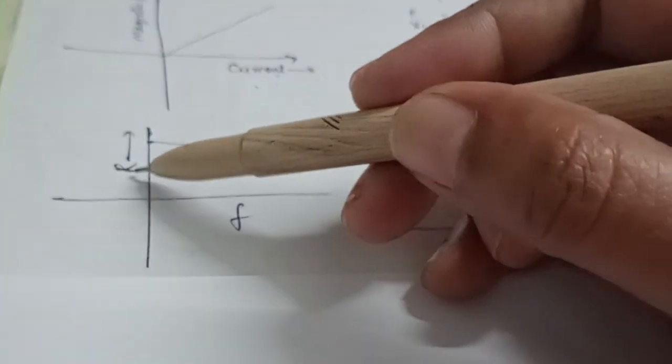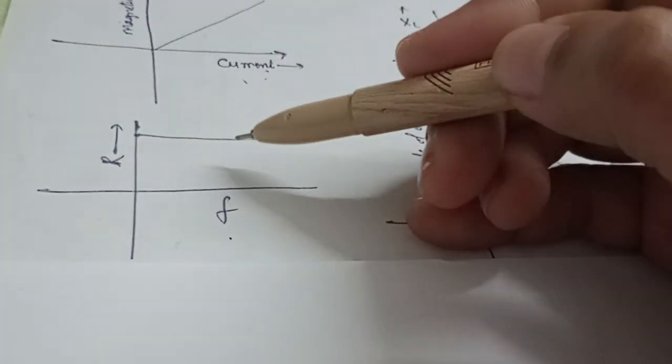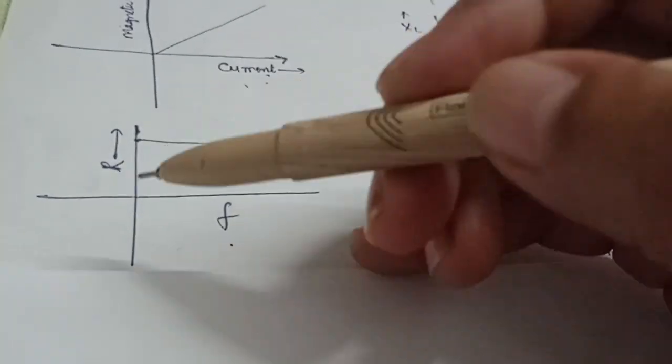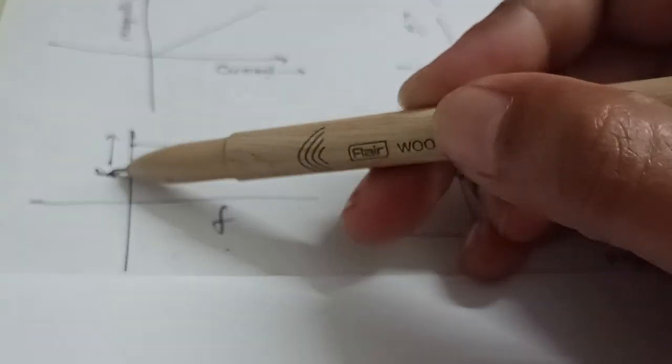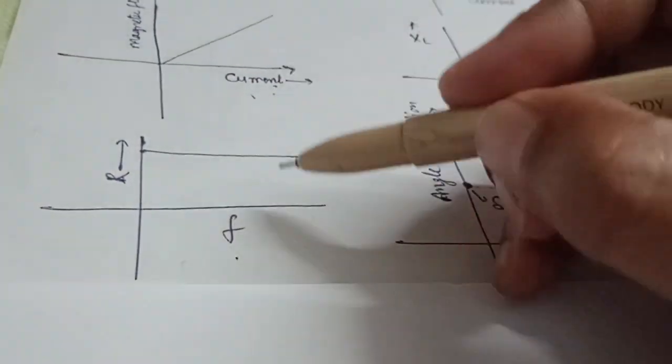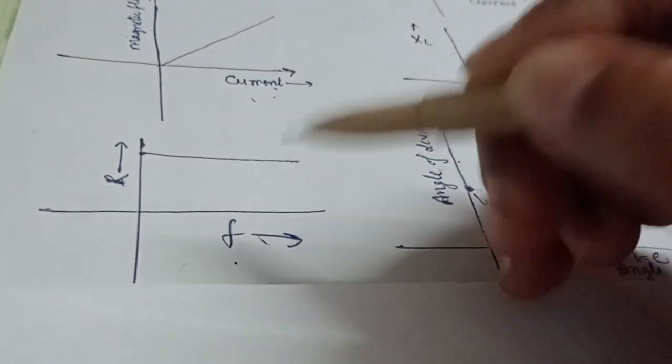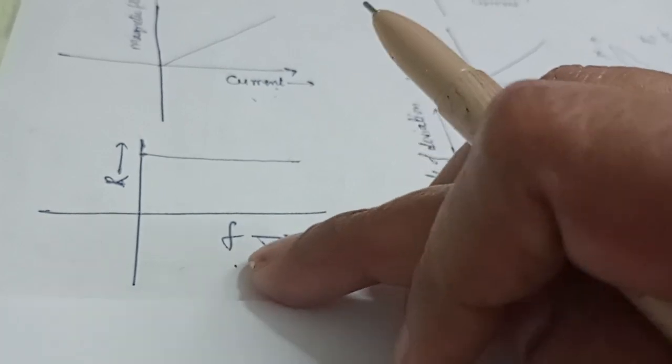And next is the graph between resistance and frequency. You know very well, resistance doesn't depend on whether the current is AC or DC. It always opposes the flow of current, so it does not depend on the frequency. This straight line shows that resistance is always the same for any value of frequency.